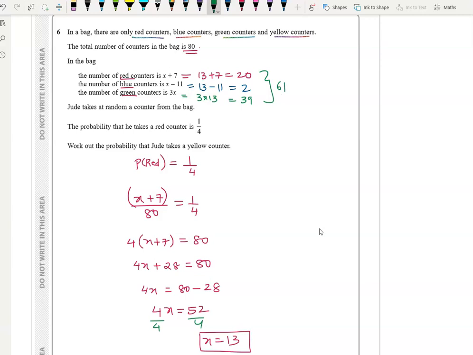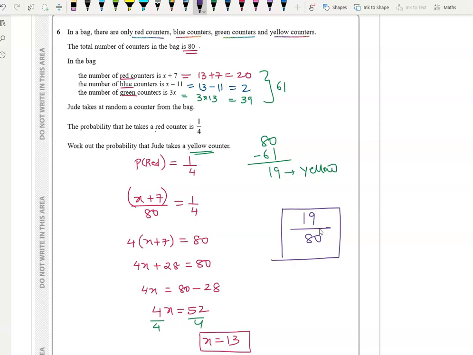So I can find out how many are yellow counters. The total is 80. Out of that you subtract 61, so the remaining 19 are yellow counters, and the question is to find the probability of picking a yellow counter. So we have 19 yellow out of 80, so the probability is 19 over 80.